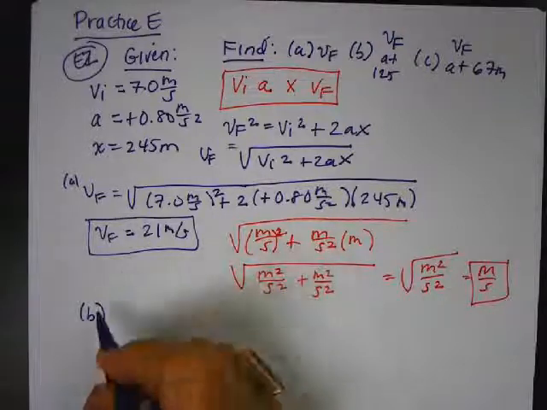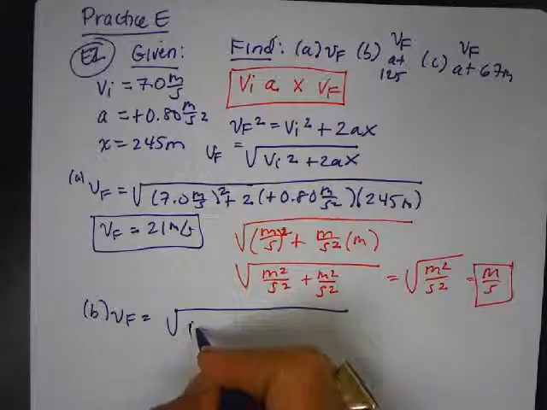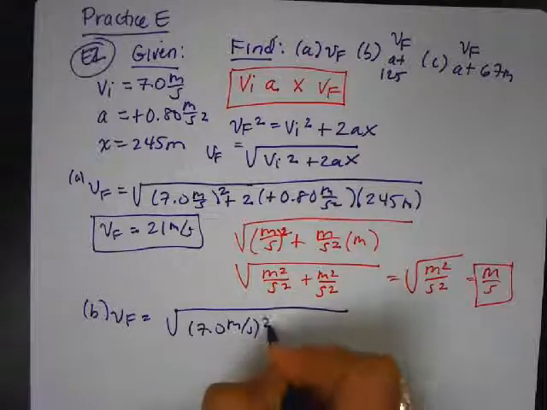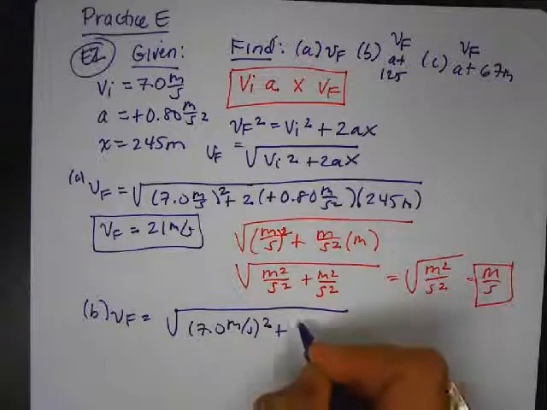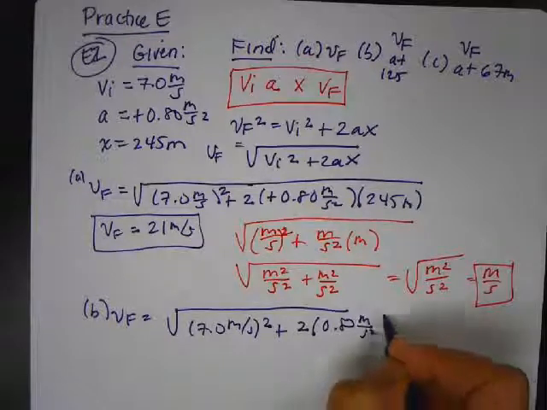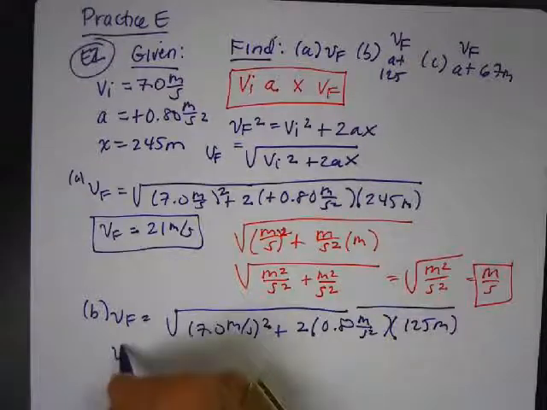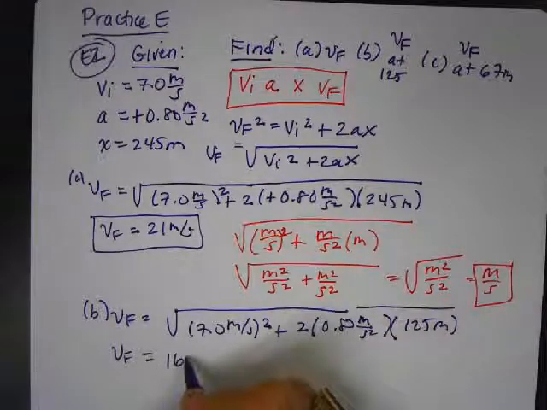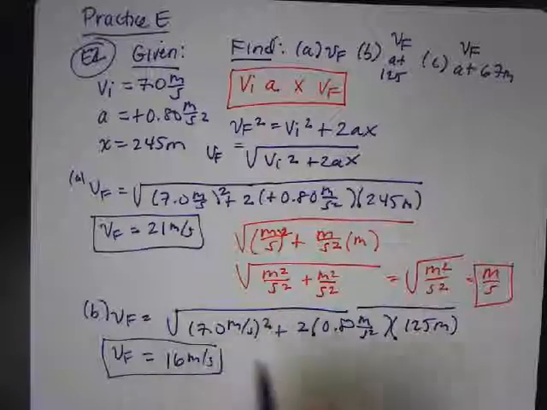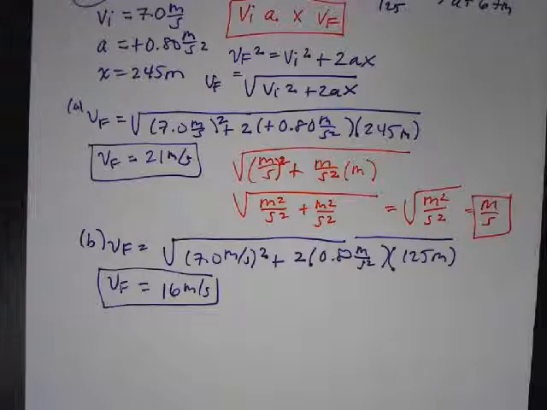So part B is just the same thing. VF is equal to, and I'm not even going to write the equation here, I'm just going to write, 7 meters per second squared plus 2 times 0.80 meters per second squared times 125 meters. So this comes out to be 16 meters per second, and then you do the same thing for part C. So all these problems use the same equation. And for number 3, you have to use another equation to find the time.